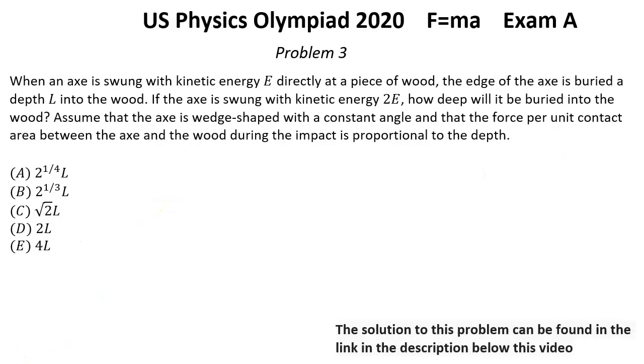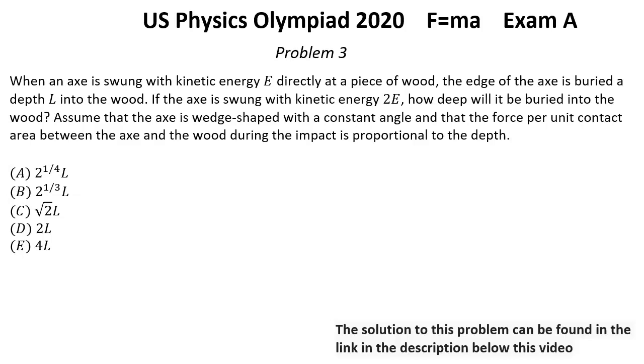Problem number 3. When an axe is swung with the kinetic energy E directly at a piece of wood, the edge of the axe is buried depth big L into the wood. If the axe is swung with kinetic energy 2E, how deep will it be buried into the wood? Assume that the axe is wedge-shaped with a constant angle and that the force per unit contact area between the axe and the wood during the impact is proportional to the depth. Solution for problem number 3.